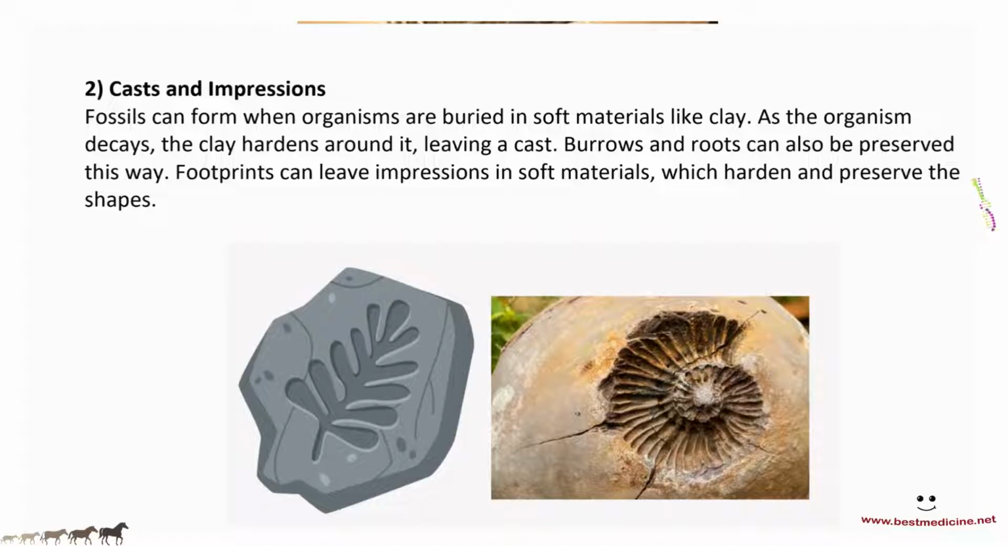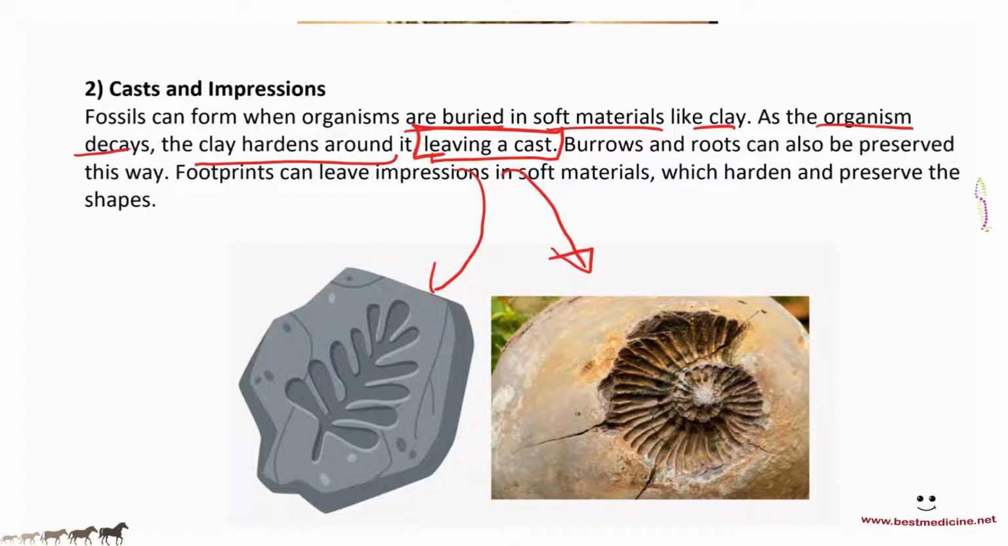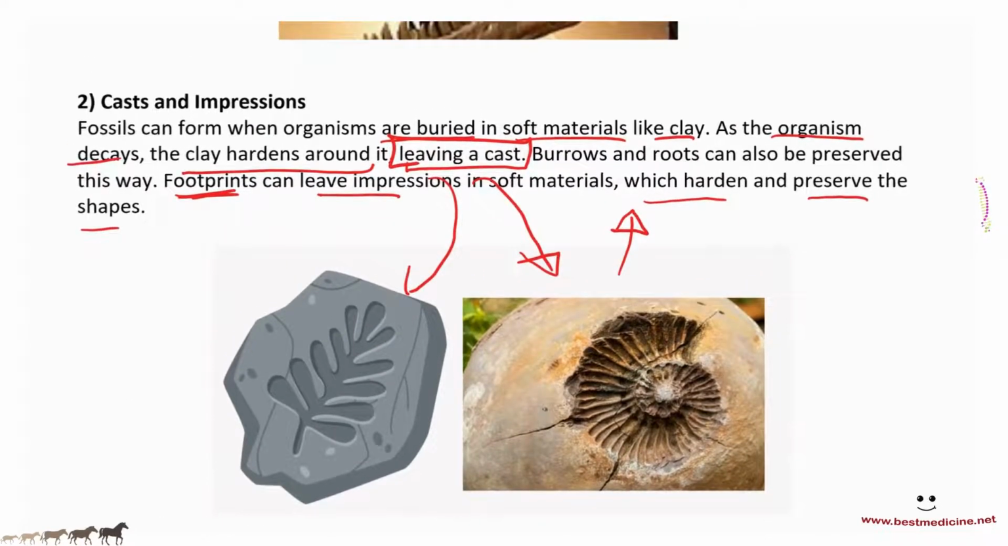So fossils can form when organisms are buried in soft materials like clay. Now, as the organism decays, the clay hardens around it, leaving a cast, right? So the cast gives you the shape of the organism that used to be present in that particular rock or piece of soil. So burrows and roots can also be preserved in this way. Footprints especially can leave impressions in soft materials, which then harden and preserve the shapes. We have many examples of these footprints that we find in many different places.